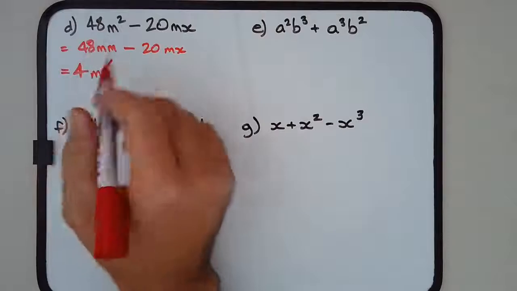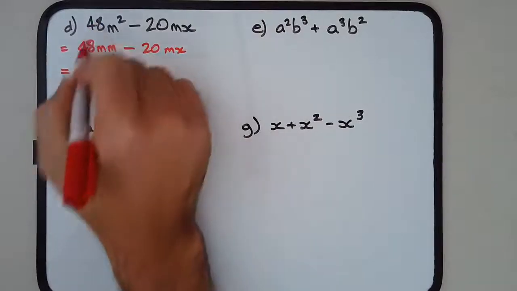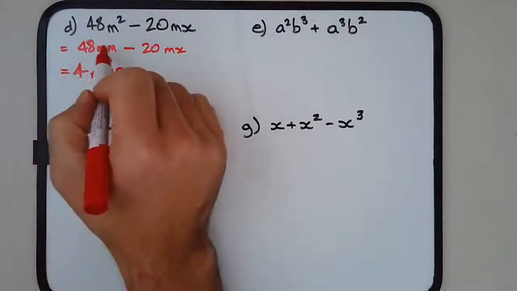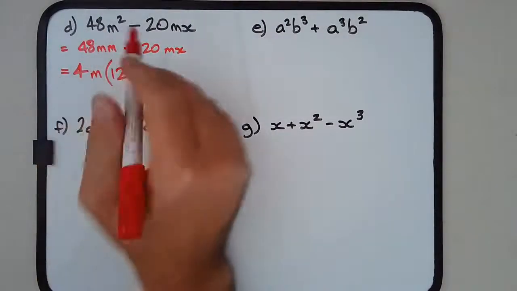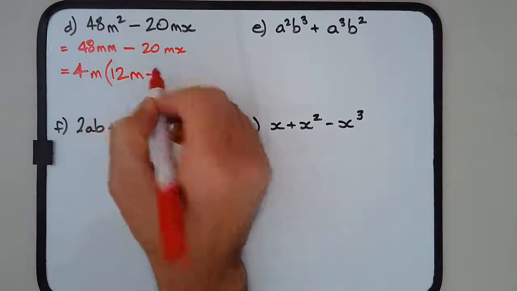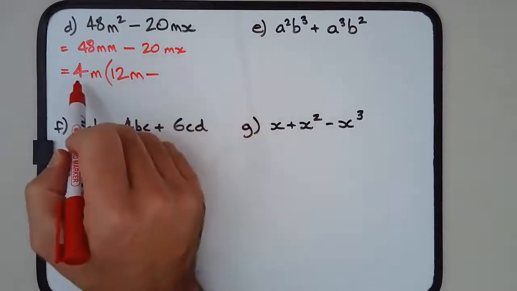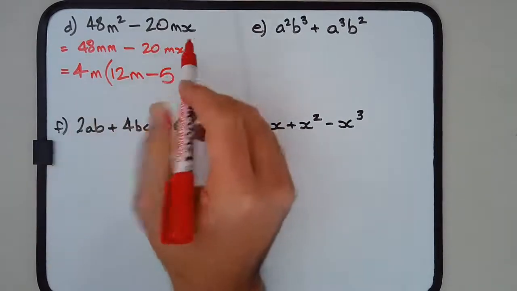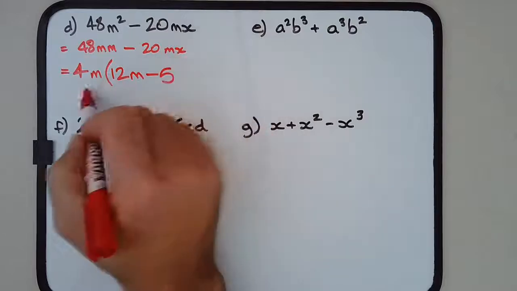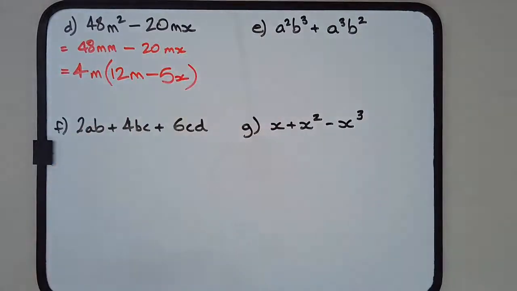48 divided by 4, that's 12. Okay, so now we're dividing by the highest common factor. mm divided by m, that just leaves 1m behind. Okay, 20 divided by 4, that's 5. And mx divided by m, the m's cancel, and then we're left with x.